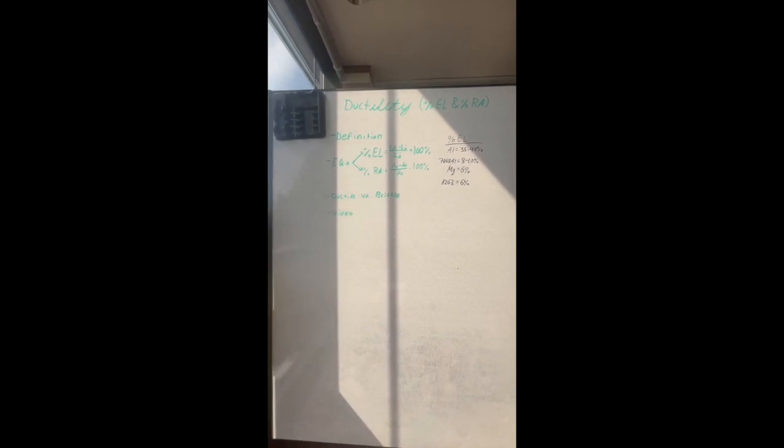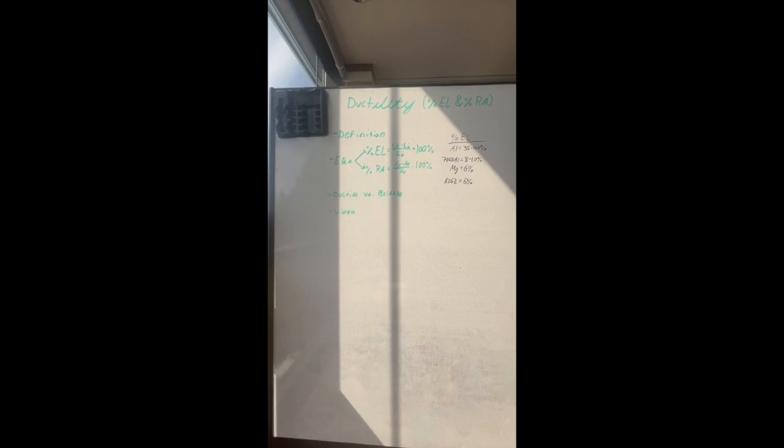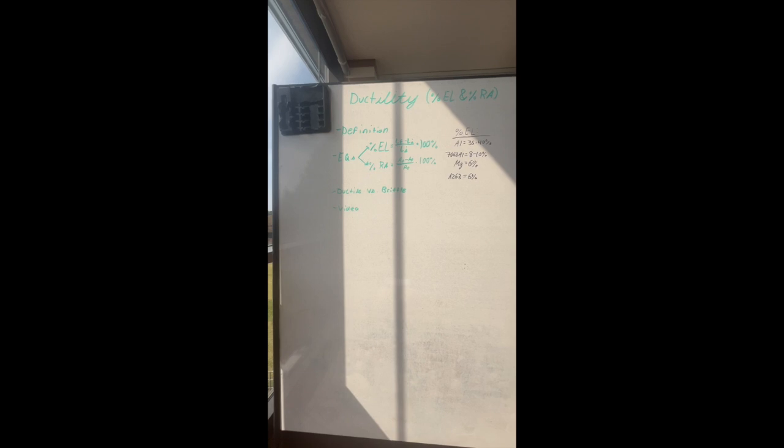So ductility can be defined as the ability of a material to undergo plastic deformation until it fractures. And so we use the percent elongation and percent reduction formulas to calculate the ductility.